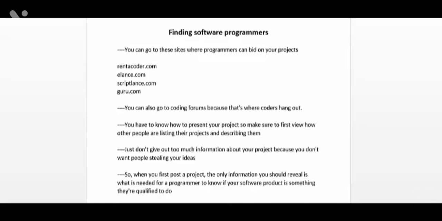Now, when you visit these sites where programmers can bid on your projects, you have to know how to present your project. First, review how other people are listing their projects and how they are describing them on these sites. You also have to be very careful. You don't want to give out too much information about your project because you don't want people stealing your ideas. So when you first post a project, the information you should reveal at first is what is needed for the programmer to know if your software product is something they are qualified to work on.